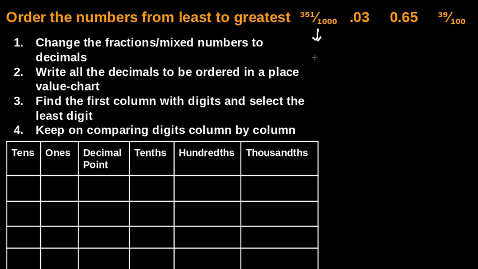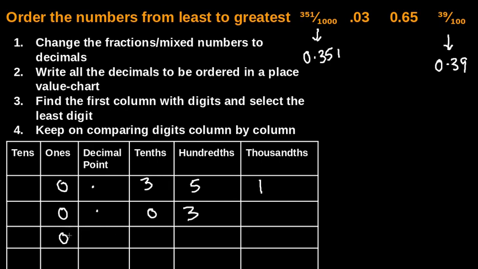We change this to a decimal. That will be 0.351. This is the same thing as 0.03. This is 0.65, and this would give you 0.39. So we go next to the next step. Here we have 0.351. We have 0.03. We have 0.65, and the last decimal 0.39.